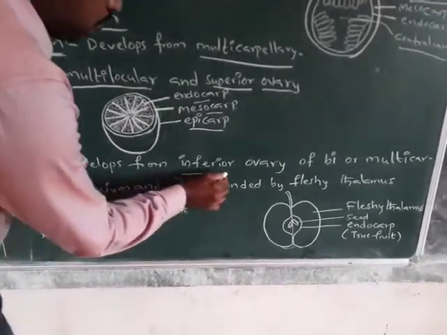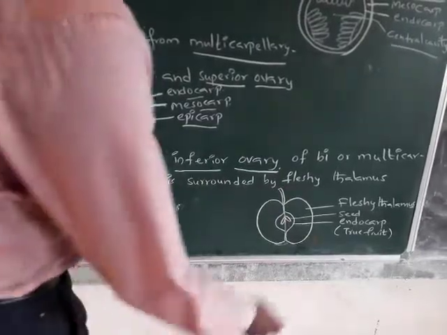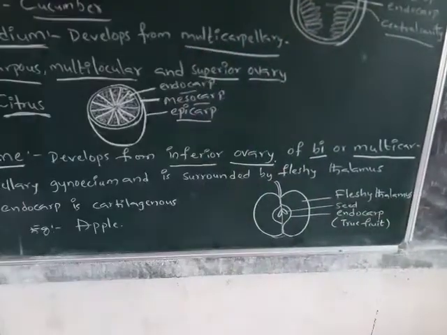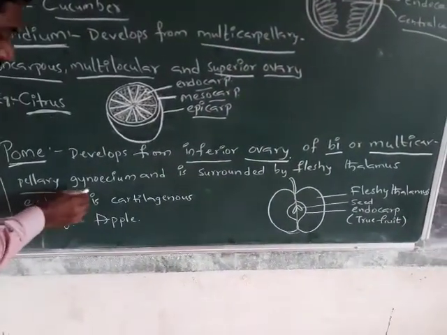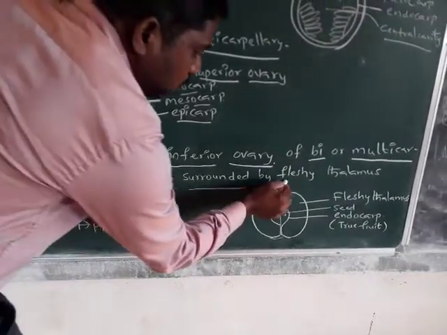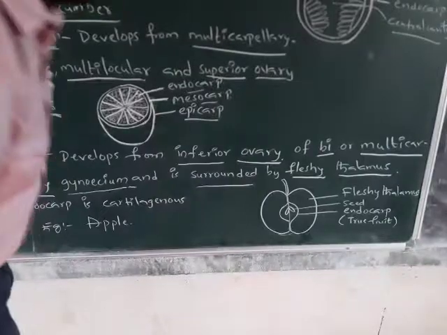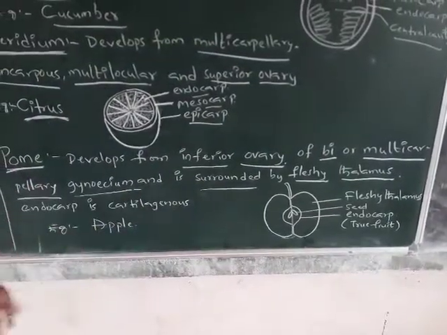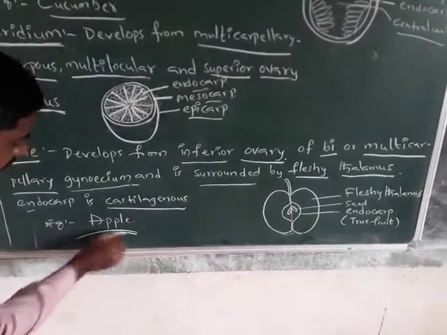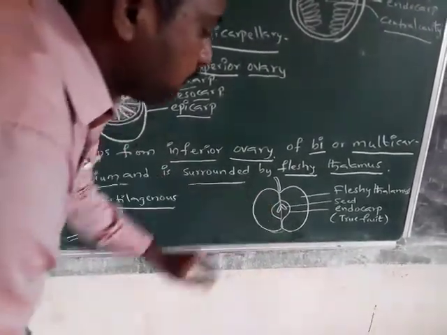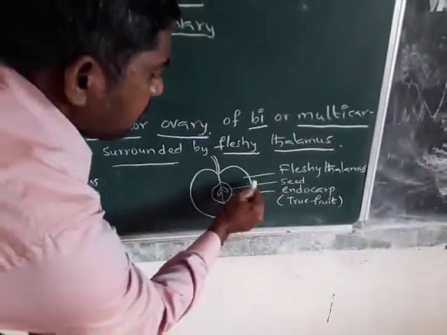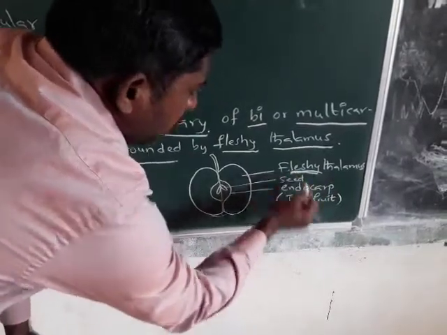And the next fruit type is a pome, which is developed from an inferior ovary of a bi or multicarpellary gynoecium, and which is surrounded by the fleshy thalamus. And the endocarp is cartilaginous. Example, apple. See, this is a picture of a pome fruit. Here it is the apple fruit. See, it is the fleshy thalamus.